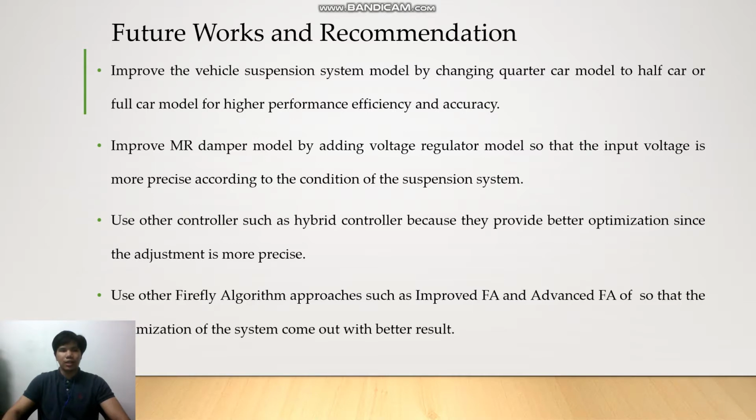Second, I recommend improving the MR damper model by adding a voltage regulator into the model, because it will be more precise according to the condition of the suspension system. The third one, I recommend using other controllers such as a hybrid controller, because they provide better optimization since the adjustment is more precise. And lastly, I recommend using other Firefly algorithm approaches such as the improved Firefly algorithm and advanced Firefly algorithm, so that the optimization of the system comes out with better results.